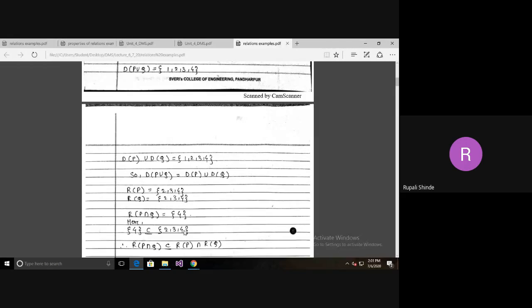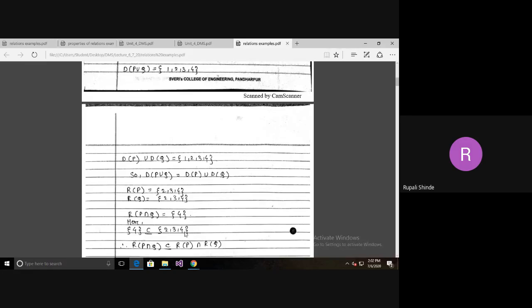Why is set {4} called a subset of set {2, 3, 4}? Because 4 is one member which is present in the whole set {2, 3, 4}. That's why we can say that set {4} is a subset of set {2, 3, 4}. Likewise, we can say that set {2} is a subset of {2, 3, 4}, or set {3} is a subset of {2, 3, 4}, or set {2, 3} is a subset of set {2, 3, 4}.